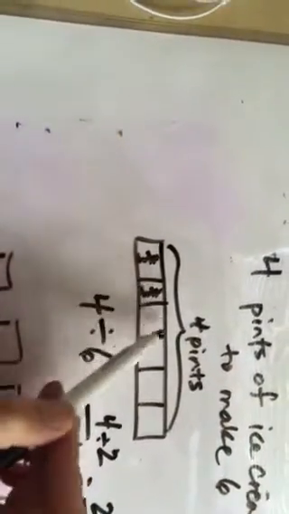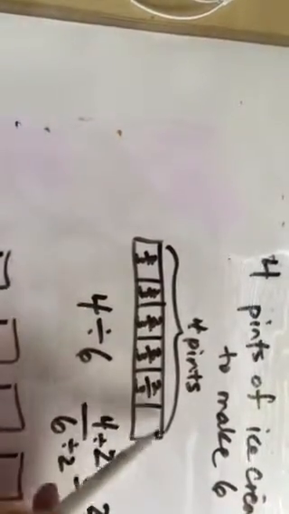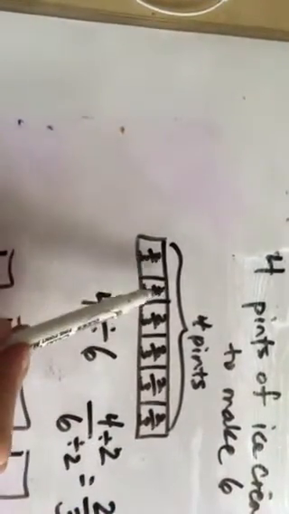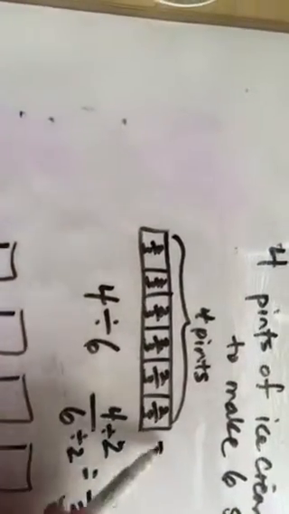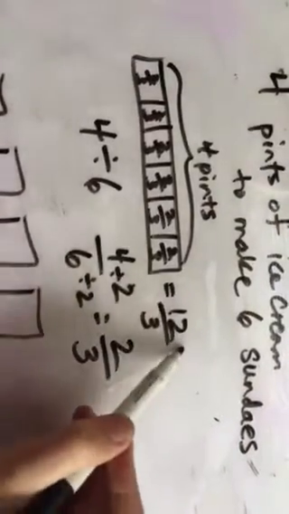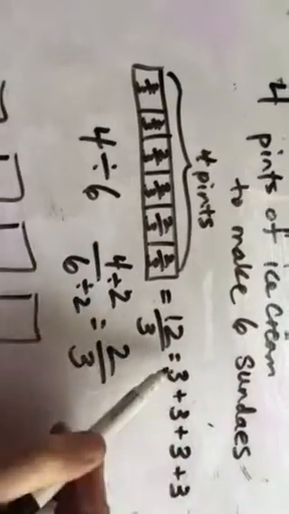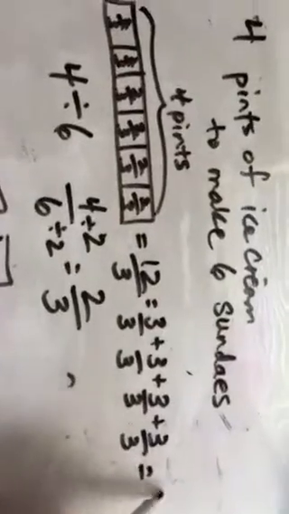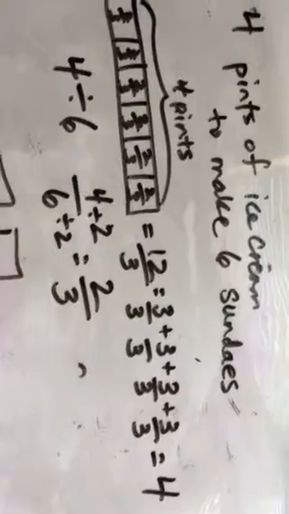2/3, 2/3, 2/3, 2/3, 2/3. 1, 2, 3, 4, 5, 6. 2 plus 2 is 4, plus 2 is 6, 8, 10, 12. I end up with 12 thirds. 3/3 make a whole, and I know 12 is 3 plus 3 plus 3 plus 3. So I actually have 4 whole pints. It's the same. I did it right.